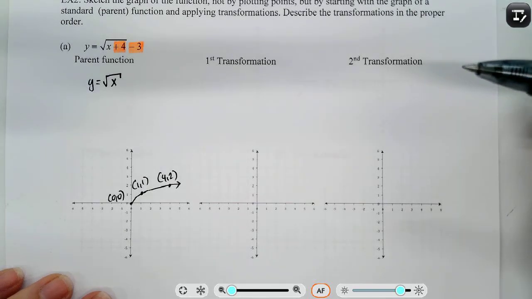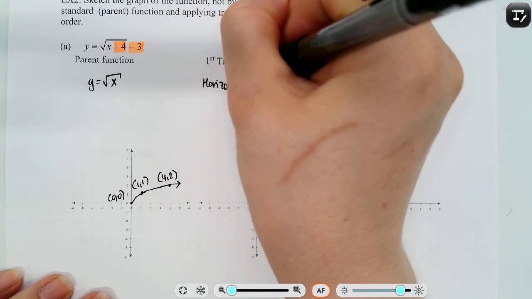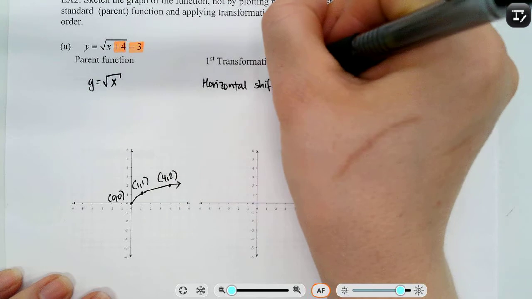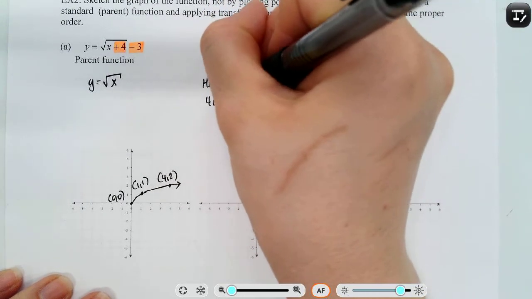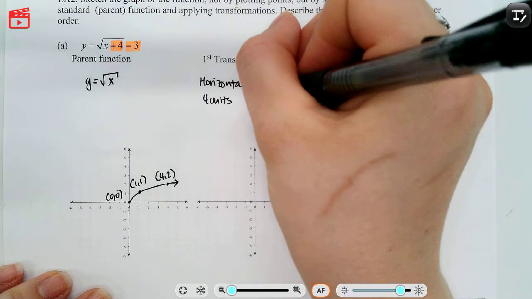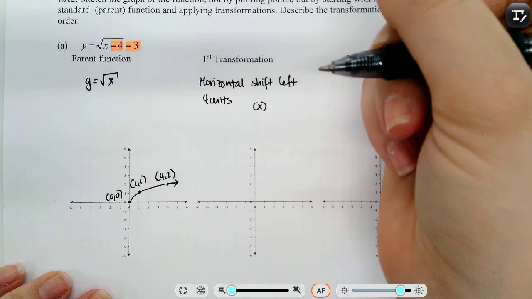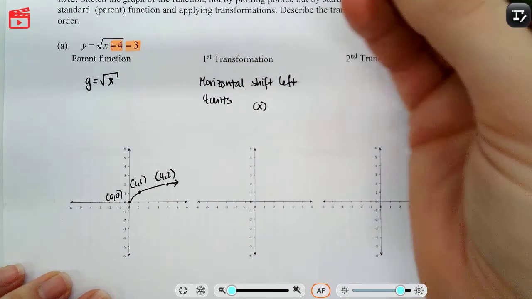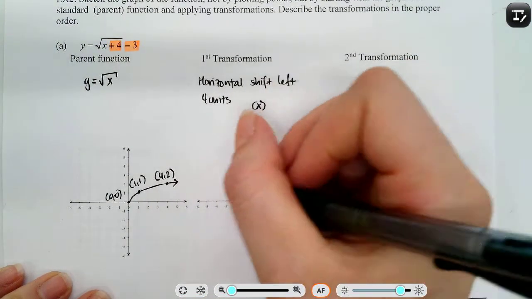So that means we're adding 4, but remember x's are weird, so that actually means it's a horizontal shift left 4 units. Okay, so that means we're going to be acting on the x values, and we're going to minus 4 from all our x values. So subtracting 4 from our x values, that's going to be 0, 4.